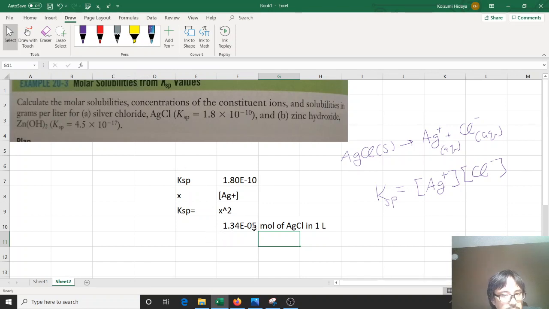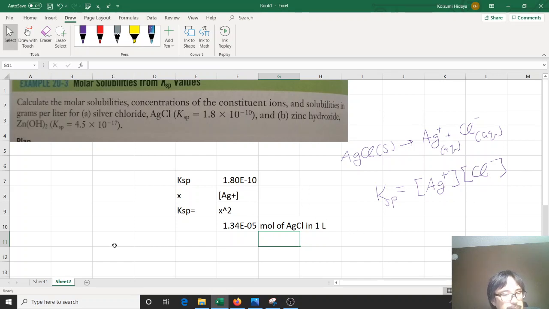If you get the molecular weight, you can also get the solubility in grams per liter as well. I'm not going to do that, but you can. And let's try to do the zinc halide case.